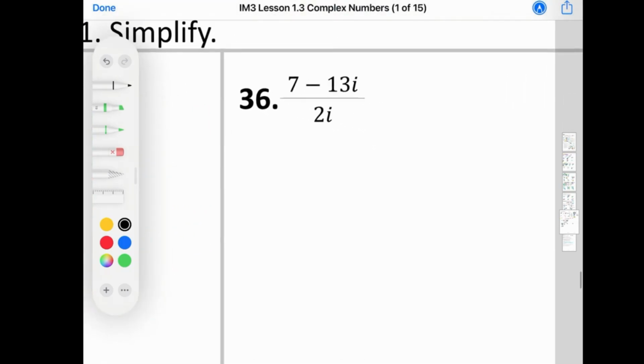Let's take a look at number 36. Okay, 36, you're going to need a math operation in front. What is that? That's going to be a 0 plus 2i. Now, what is its conjugate? Pay attention. I don't really want to do 0 minus 2i. You could, but the conjugate there is just going to be a minus, and then it's just 2i.